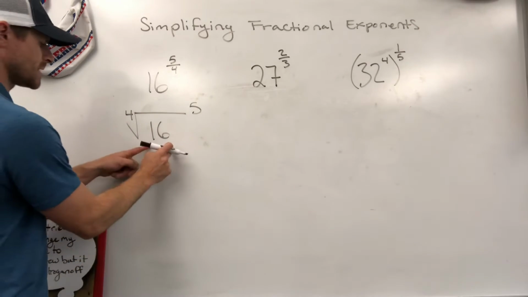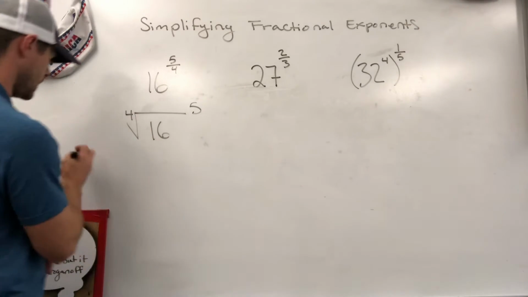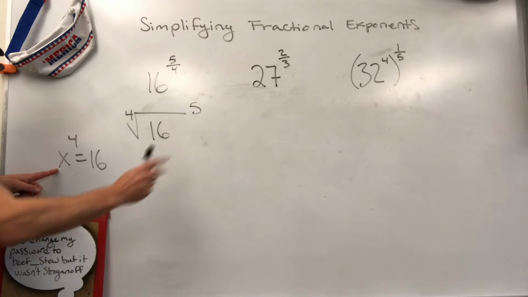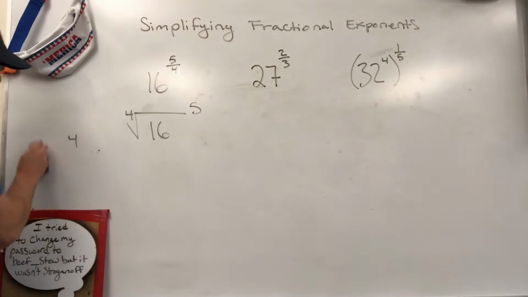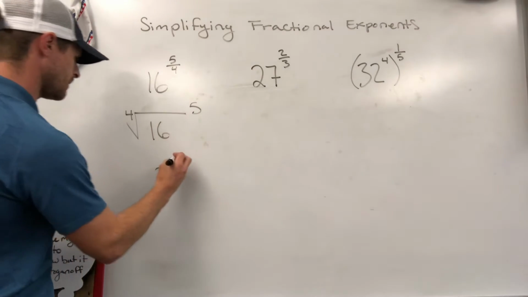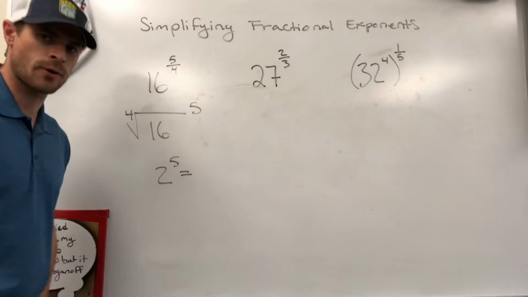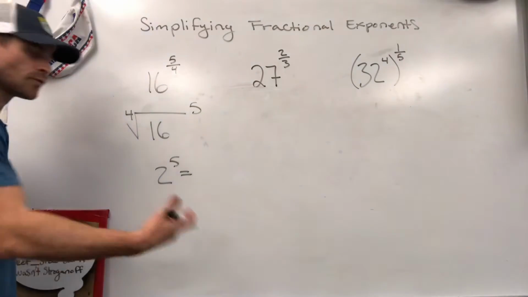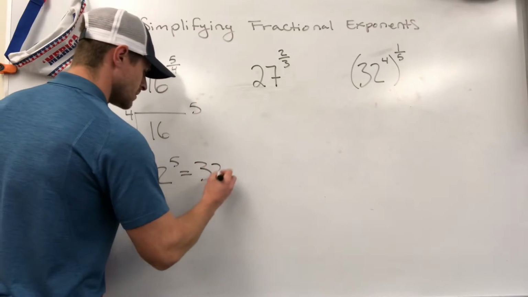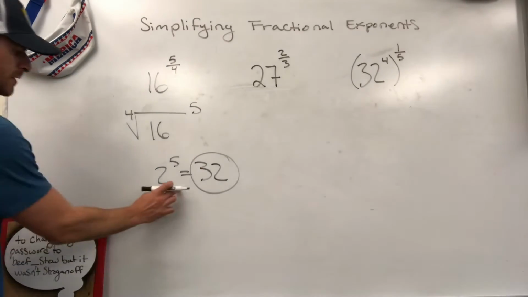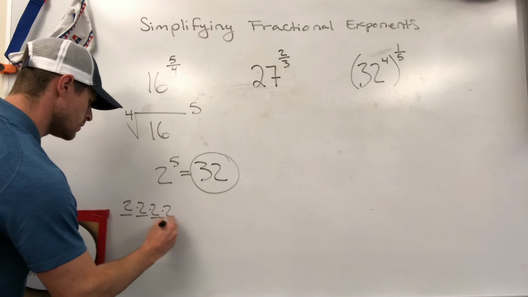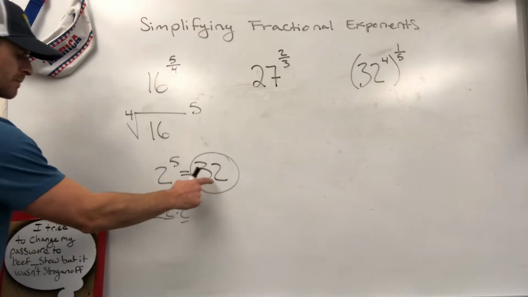So right now, the fourth root of 16, what number to the power of 4 equals 16? That number would have to be a 2. So the fourth root of 16 is 2. Can't forget the 5. So the final answer here is 2 to the 5th power, which would then turn into 2 times 2 is 4, 4 times 2 is 8, 8 times 2 is 16, 16 times 2 is the final answer of 32. If you need to write it out the long way, 2 times 2 times 2 times 2 times 2, 5 times makes 32.